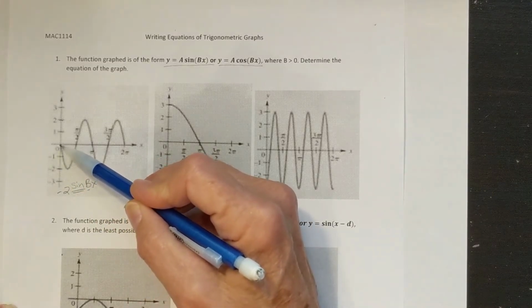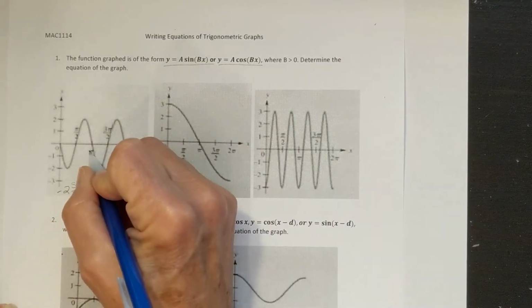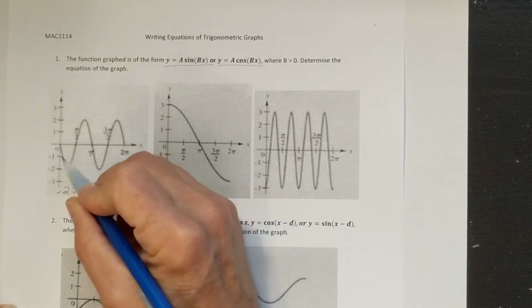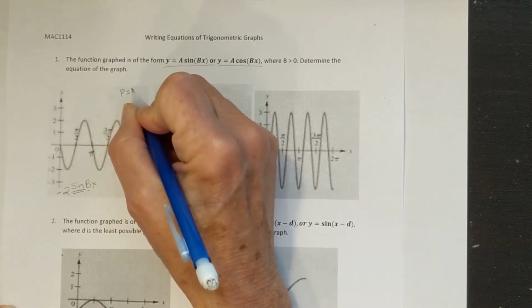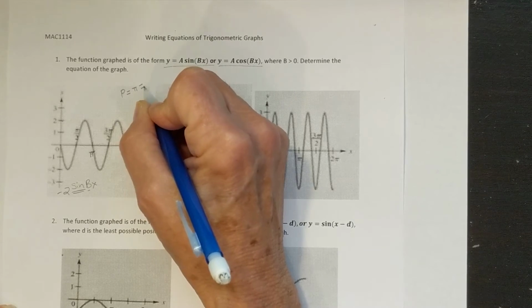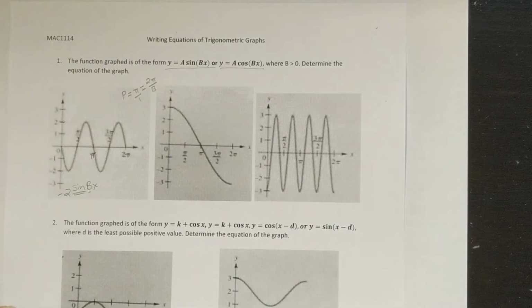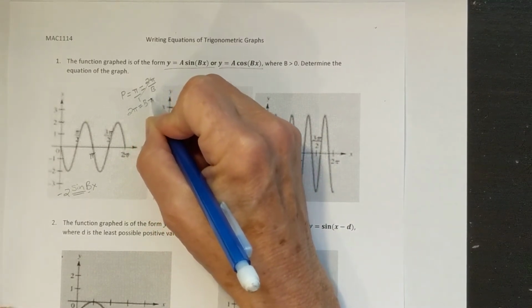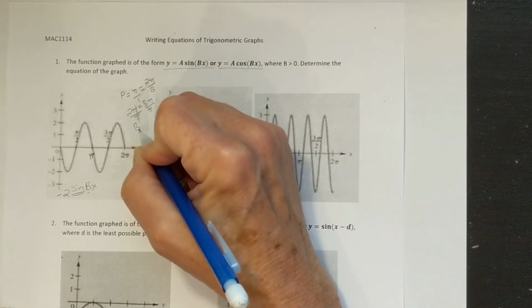So it went, here is one full cycle, and this might be hard to read, but that is a pi and this is a 2 pi. So it only took 1 pi units to complete a cycle. That tells us that the period is equal to pi. But we know that the period is always equal to 2 pi divided by b. So when we need to write the equation, we need to know what b is, so we're going to just cross multiply and solve. 2 pi is equal to b times pi, divide both sides by pi, and we get that b is 2.